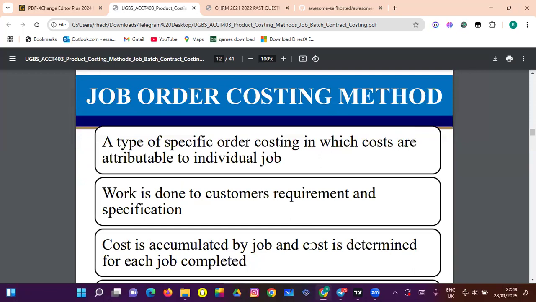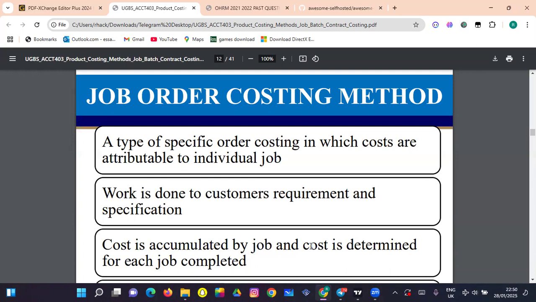Now let's talk about job costing. Job costing is a specific order costing in which costs are attributed to an individual job, right? It is used where a job is done towards a customer's special requirement or specification. Someone tells you to sew a shirt for him. He is going to bring you the kind of designs he likes, the kind of clothes he likes, and the like. So you are doing it to this special requirement.